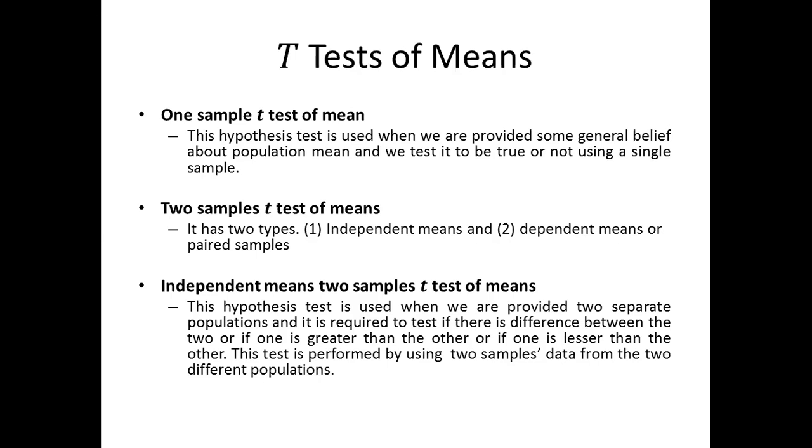The second is the two sample t-test of means. It has basically two types. One is the independent means and the second is the dependent means or the paired samples. These are exactly the same two types that we discussed in the estimation of the differences of means as well. So all the theory and conceptual understanding that we discussed there for the estimation of the differences of means could be applied here as well.